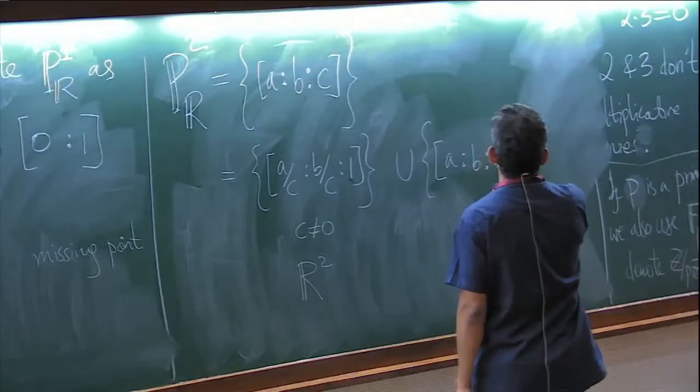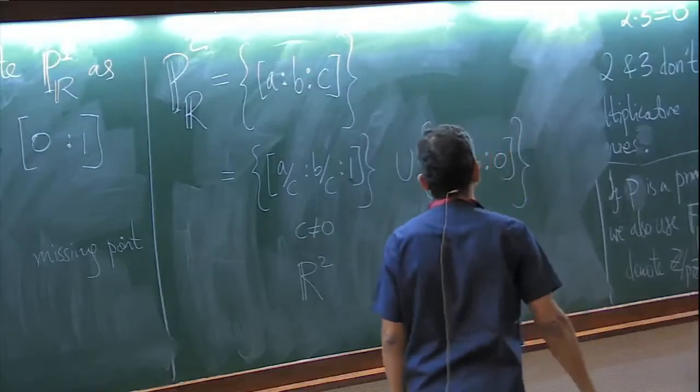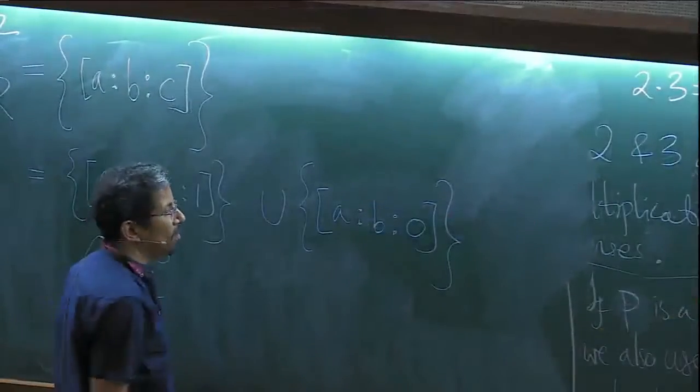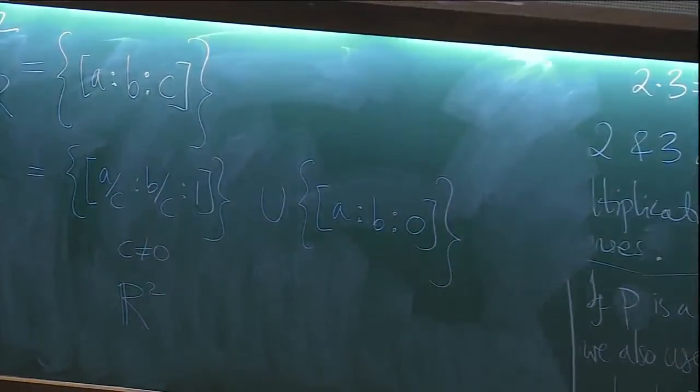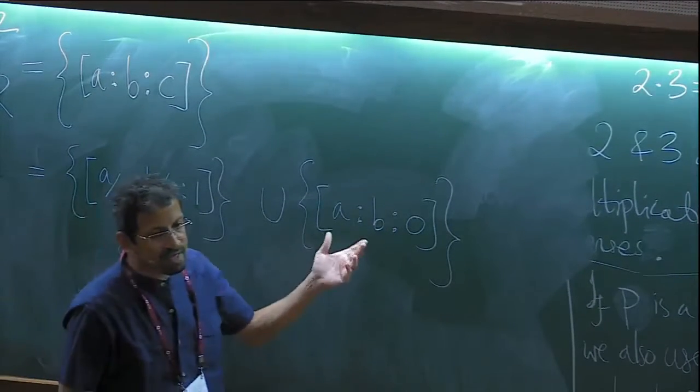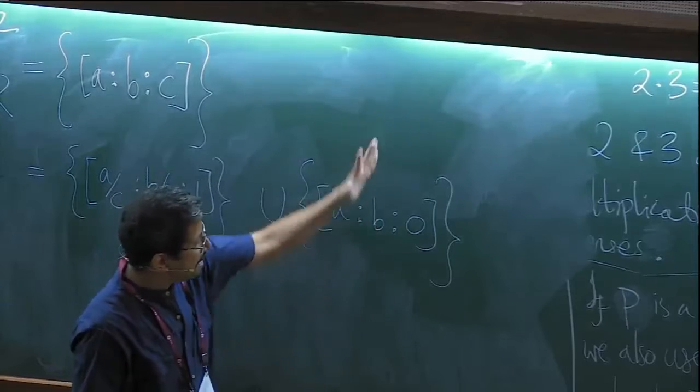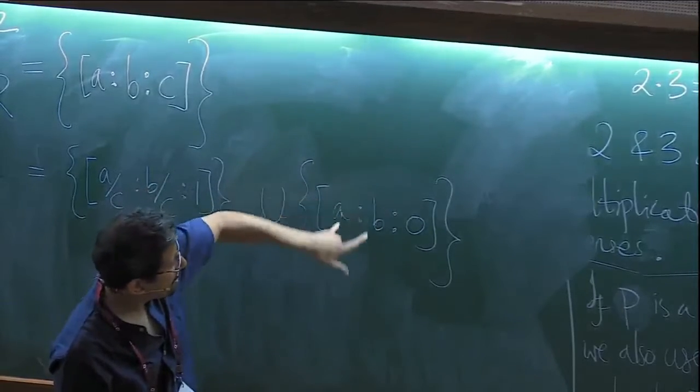All elements of the form this, because my third coordinate is 0, and now I have lots of points here. Because, after all, what are these points? These are supposed to be one-dimensional vector spaces. So these are vectors and all their multiples. Take a vector and look at all of this.